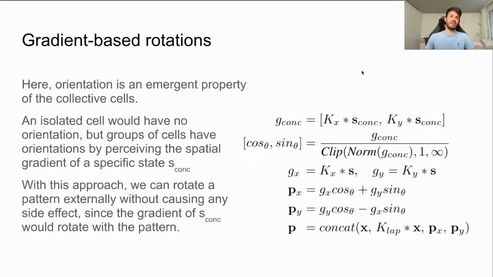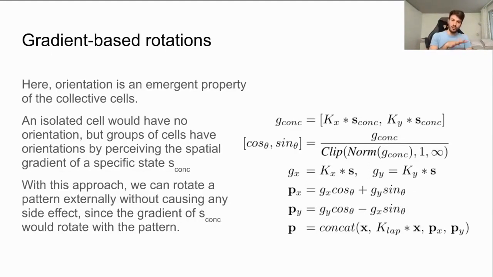Another variant is the gradient-based variant, where this looks a bit more complex, but the core principle is that orientation is an emergent property of the collective cells. So a cell by itself has zero orientation, but if it's nearby other cells, then they might have an orientation. And the way they decide that is by having a specific state, which they use to generate a gradient field. And then, based on how the state varies between your neighbors, you decide to orient yourself in a certain direction.